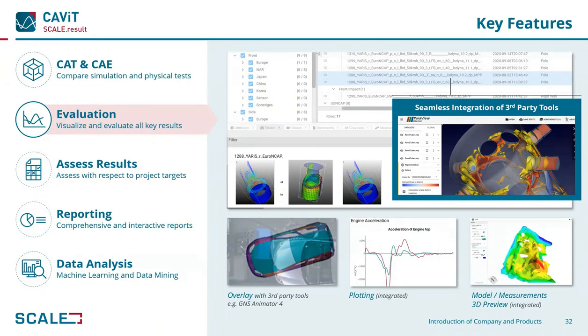With the desktop client, you can also integrate your favorite post-processors and scripts. One example is in the lower left corner, a script that generates an overlay of test versus simulation. CAViT makes it convenient for you to execute that script. It provides all the data in the background, the scripts get executed, and the result is shown afterwards. So CAViT is just a workbench for the simulation and test engineer. Next slide, please.